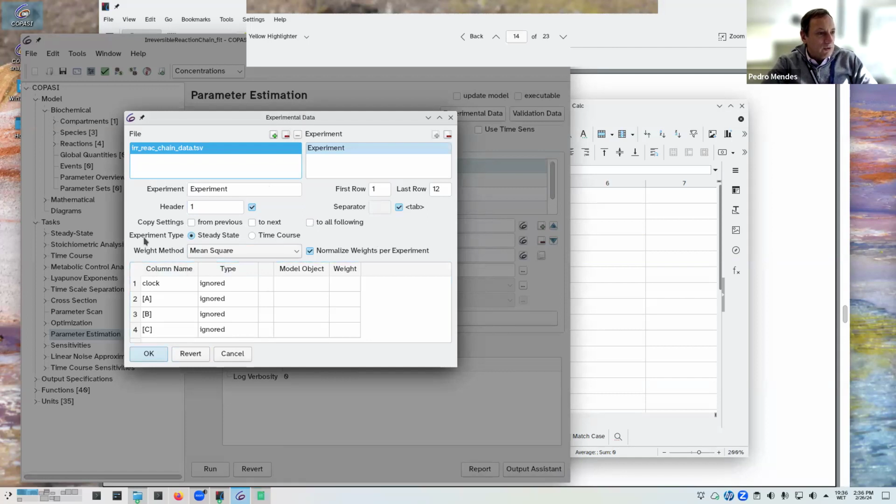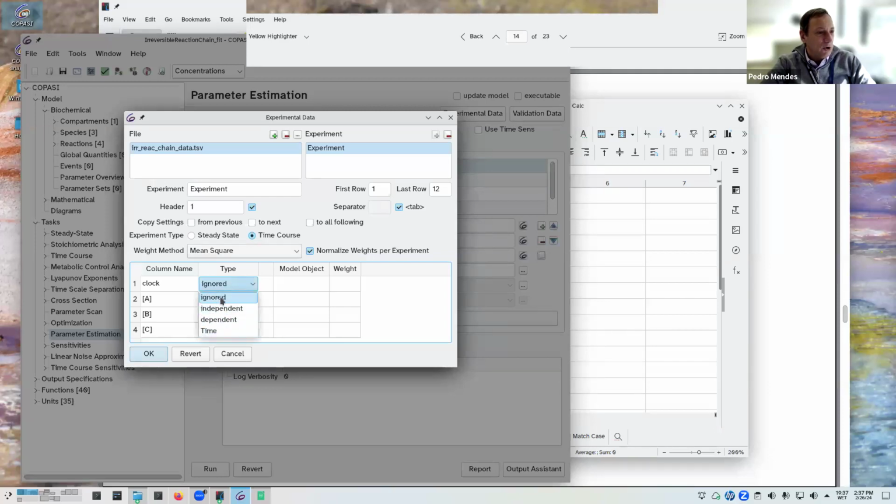And so the next step is to tell it whether it's a steady state or a time course experiment. In this case, it's a time course experiment. Now, a time course experiment must have a column with time. It's impossible to fit time course data if no one measured time. So COPASI will not move on until we define that one of these columns is time. If the column was called time, as in the file before, it would automatically discover that this should be the one. But because I called it clock, it doesn't know that a clock measures time. So I'm going to have to say that this column is not ignored, it's time.